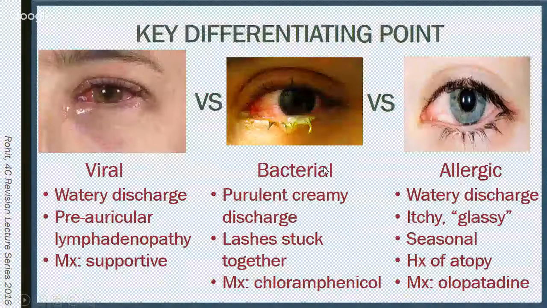So again, the key differentiating point between the three types of conjunctivitis, because they're confusing. Viral, watery discharge, pre-auricular lymphadenopathy, you don't need to do anything. You just need to maintain hygiene. Bacterial, you have the crap coming out of the eyes, the lashes will be stuck together in the morning, and you treat it with a topical antibiotic. And allergic, you have the watery discharge, itching, a lot of itching, seasonal, maybe they have eczema, maybe they have asthma, and you treat them with a topical antihistamine. Okay, so key differentiating factors again.